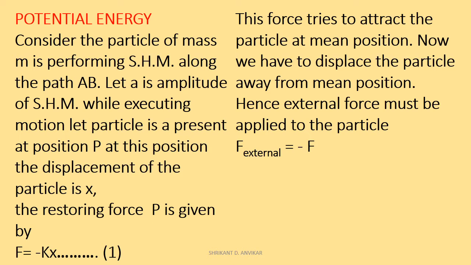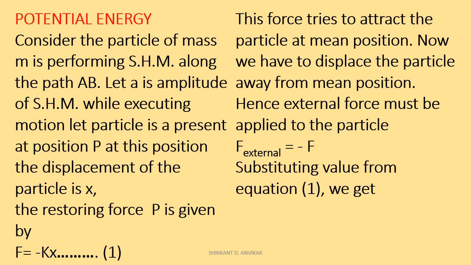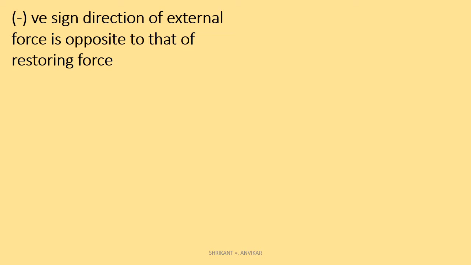Then the negative sign indicates that the direction of the external force is opposite to that of the restoring force. Therefore the external force needed to displace the particle is equal to kx. This is the external force required to displace the particle away from the mean position. The negative sign in that equation indicates the direction of the external force applied is opposite to that of the restoring force.